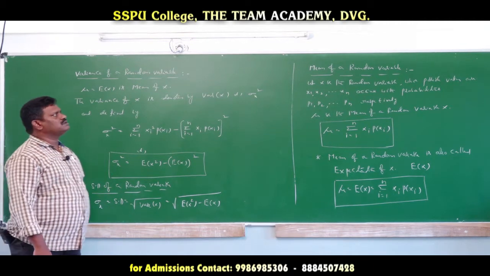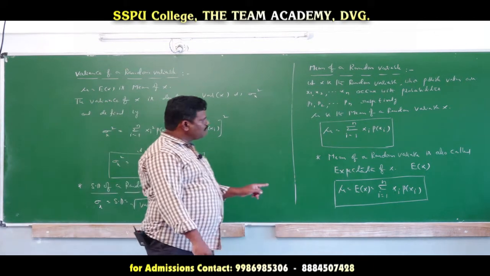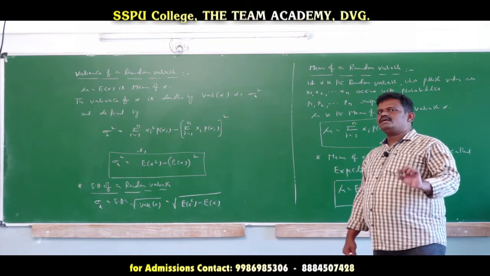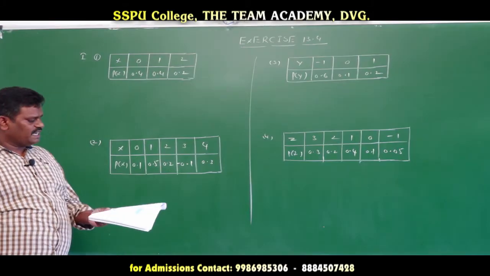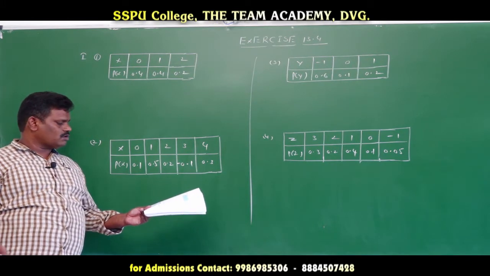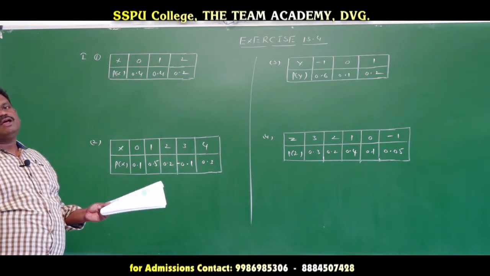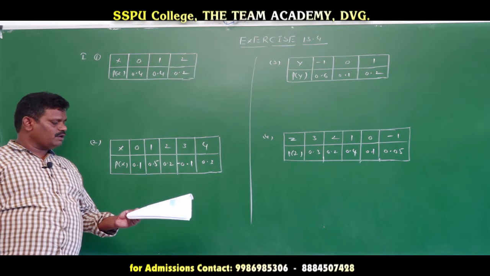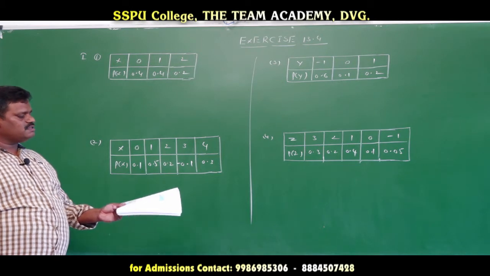So this is the concept: first the random variable mean value, after that we find the variance, and after that the standard deviation. Exercise 13.4, question one: state which of the following are not probability distributions of a random variable, and give reasons for your answer.